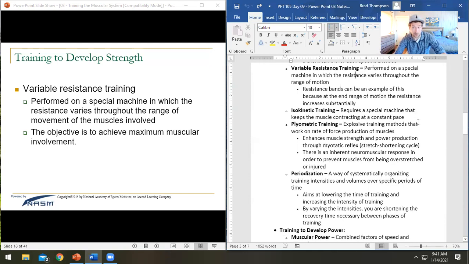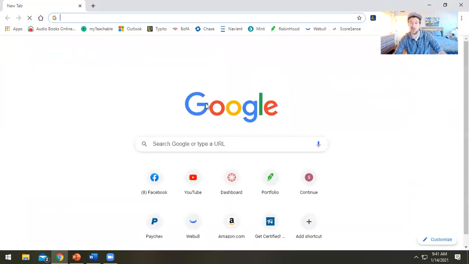We've also got variable resistance training. Variable resistance training is really fun. A lot of times you'll do this on a special machine that will actually give you a different amount of tension depending on what range of motion you happen to be in. So you might get more tension the further away you are, or less tension. That's variable resistance training. Generally, you need special machines to do that, but there are examples of variable resistance training that everyone has access to.